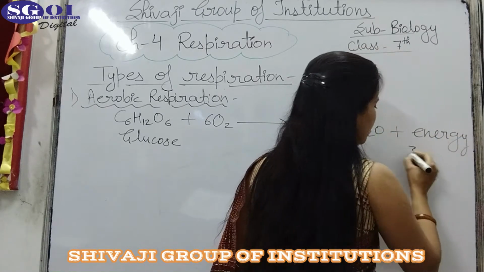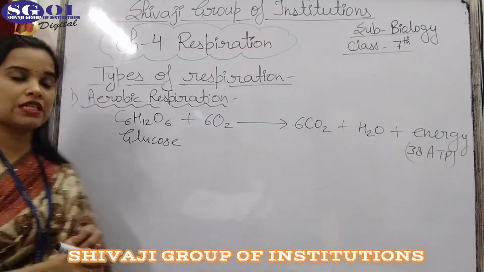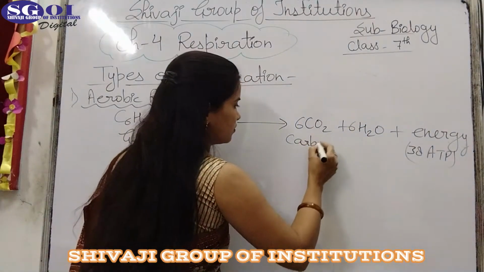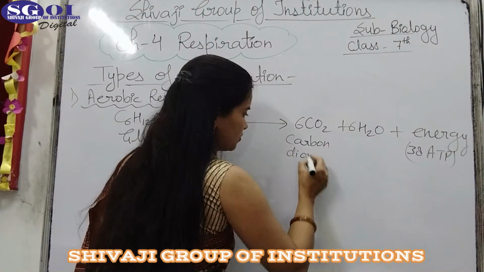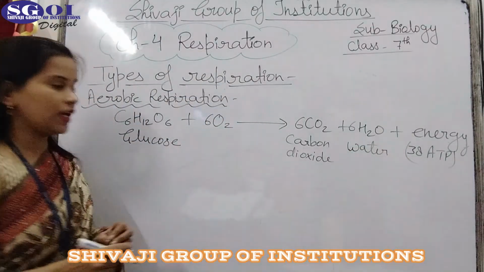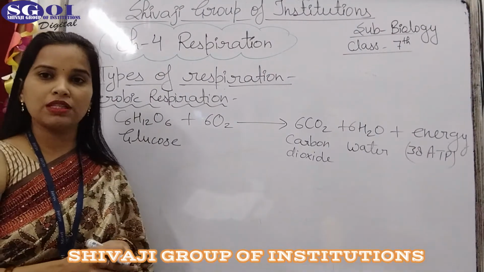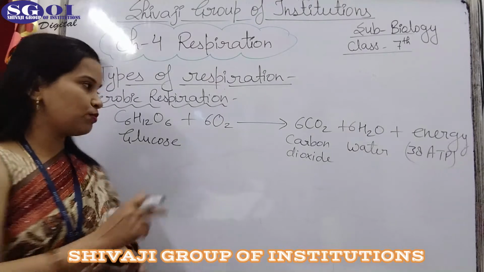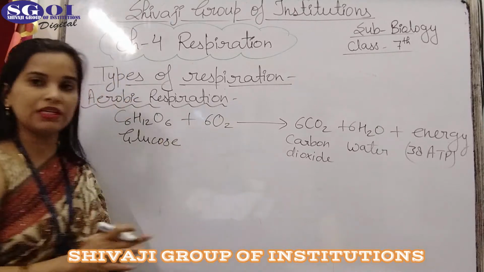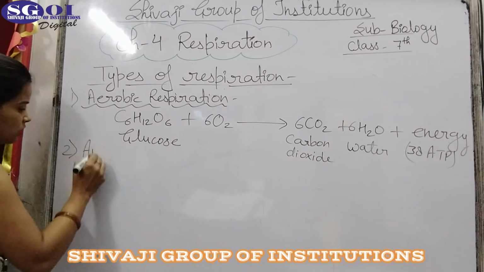How much energy is liberated? Approx 38 ATP molecules of energy is liberated. Okay, students, this is carbon dioxide. This is water. So the organisms which respire aerobically are called aerobes, and this process takes place in the presence of oxygen. In this process, the breakdown of glucose molecule is complete. Glucose molecules क्या होते हैं? Breakdown होते हैं. The second process is anaerobic respiration.